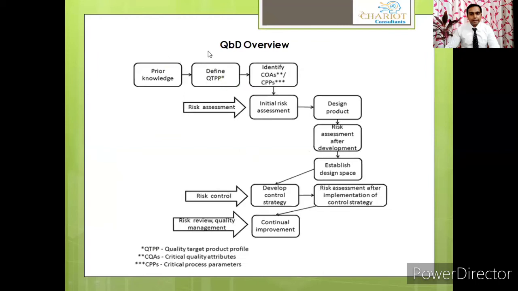So this is the overview of QBD, whatever we have discussed earlier. Based on our prior knowledge, based upon our RLD characterization, we need to define our QTPPs, which is your quality target product profile. You need to identify your CQAs, you need to identify your CPPs. Based on your risk assessment, all those experiments that you have done, and based on your results, you need to develop a control strategy. So this is what we discussed earlier. We have just compiled it in one slide.